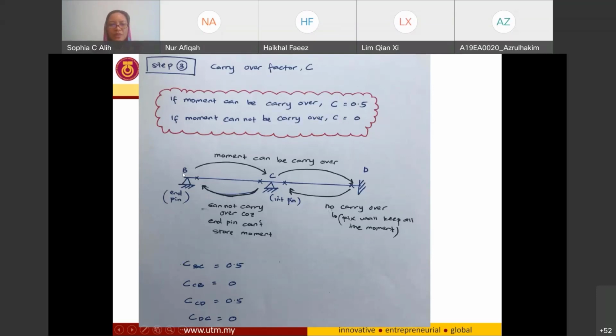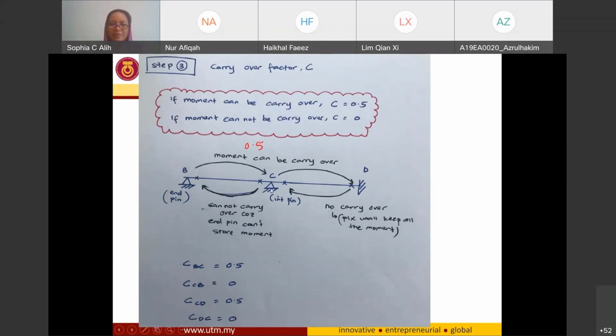So from B to C, if I have a moment that I calculated on B, this moment can be carried over to C because the intermediate pin can store that moment temporarily. So in other words, from the end pin support to the intermediate pin support, the moment can be carried over. So when the moment can be carried over, the C is going to be equal to 0.5. Okay.